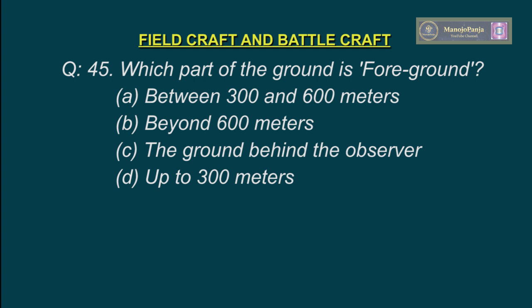Question 45. Which part of the ground is foreground? A. Between 300 and 600 meters. B. Beyond 600 meters. C. The ground behind the observer. D. Up to 300 meters. Right answer D. Up to 300 meters.